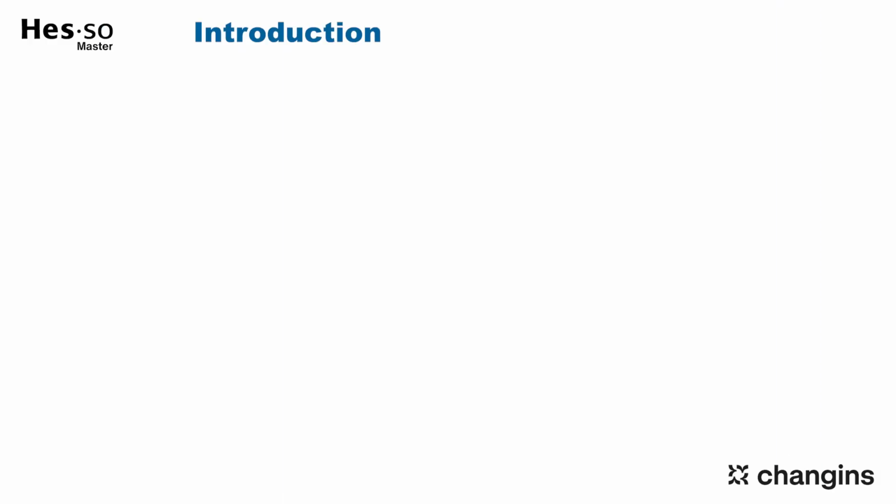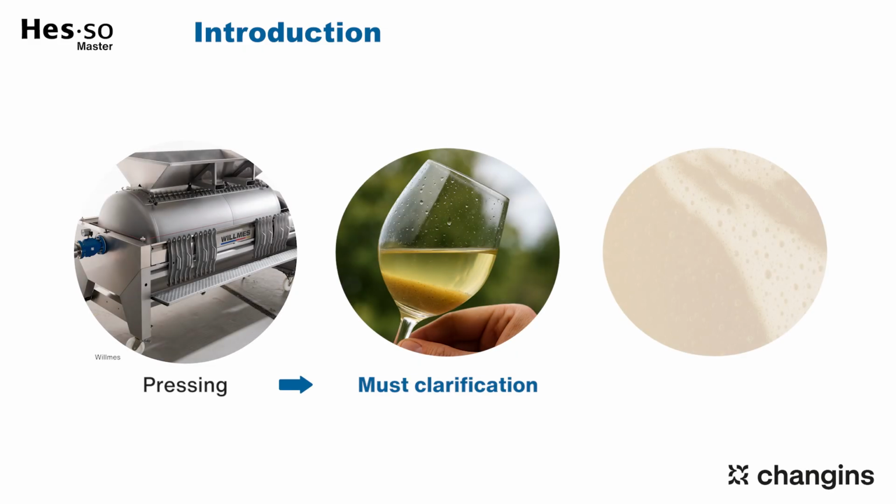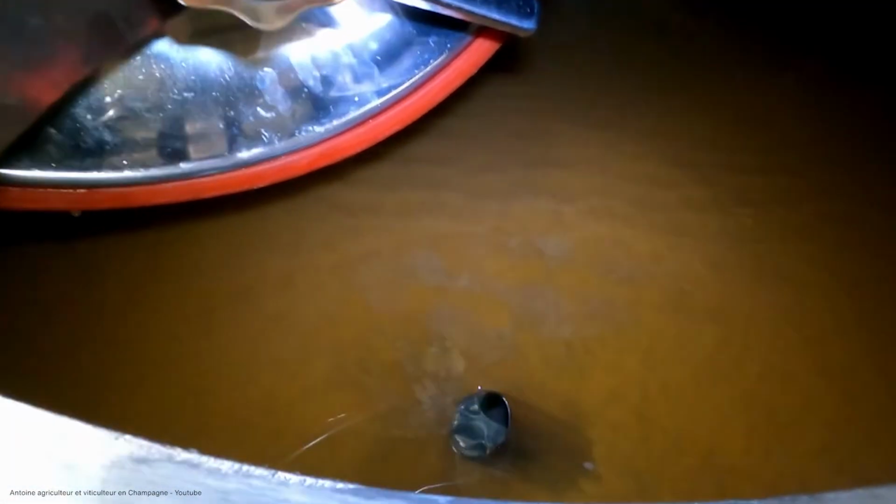In this video, we will explore the fundamental principles of must clarification. It takes place after pressing and before alcoholic fermentation, serving as a key transition between must extraction and fermentation management. Its proper execution has a lasting influence on wine quality.